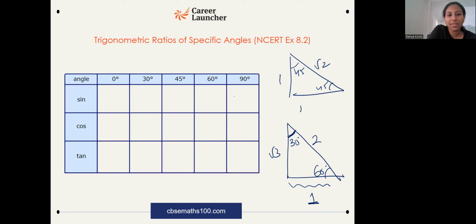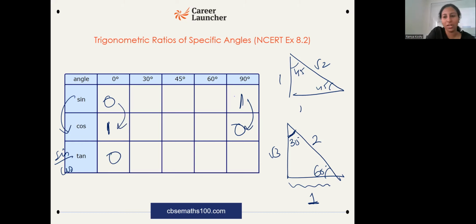These values you memorize. Sine 0 is 0. Sine 90 is 1. Cos of 0 will be 1. Cos of 90 will be 0. Reversed. Tan is sine divided by cos. 0 divided by 1 is 0. 1 divided by 0, division by 0 is not allowed, so this is not defined. Okay? Aisha, I saw your table. All values are correct. Good.